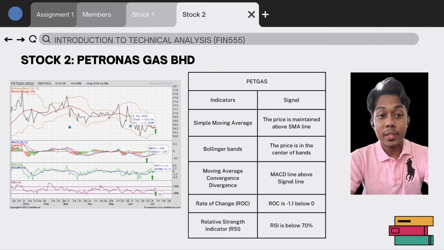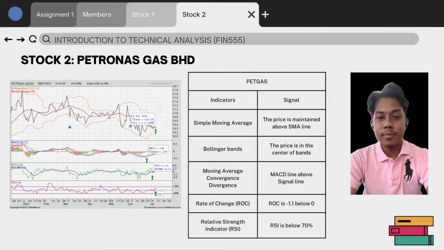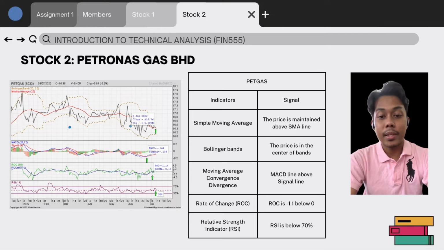Next is Petronas Gas Berhad. We can observe that the trend is a downtrend, but the price is able to maintain above the SMA. The price is around the middle part of the Bollinger Band. We need to watch the direction, as it is still unclear. For MACD, when the MACD line is above the signal line, it indicates a buy signal. On 27 July 2022, we can see that the MACD line is above the signal line, indicating the buy signal.